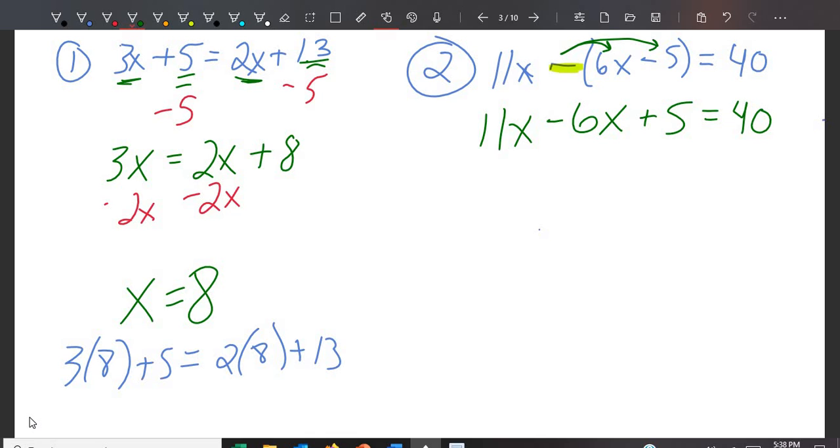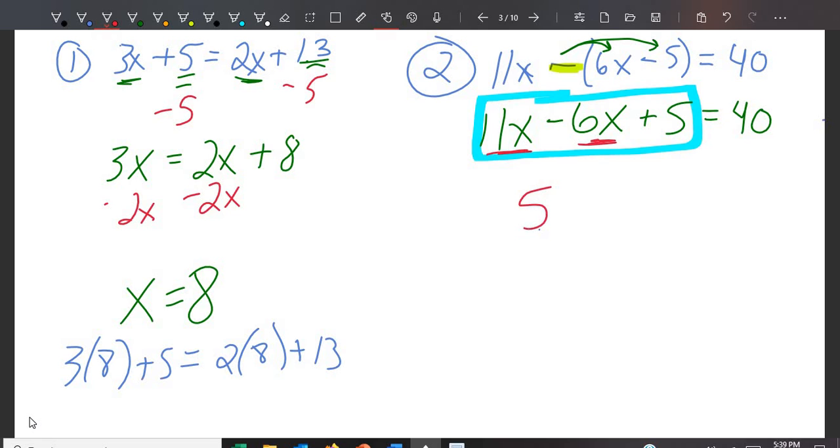Now this is an example, let me highlight this. This is an example of where I've got more than 2 terms on the left side. Notice there's an 11x and a 6x. We can combine those together, so we subtract, 11x minus 6x is 5x. And we've got a plus 5 and we've got a 40 on the right.